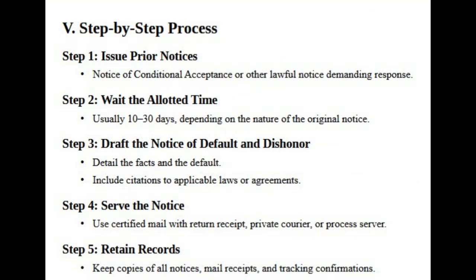5. Step-by-step process. Step 1. Issue prior notices. Notice of conditional acceptance or other lawful notice demanding response. Step 2. Wait the allotted time, usually 10 to 30 days, depending on the nature of the original notice. Step 3. Draft the notice of default and dishonor.